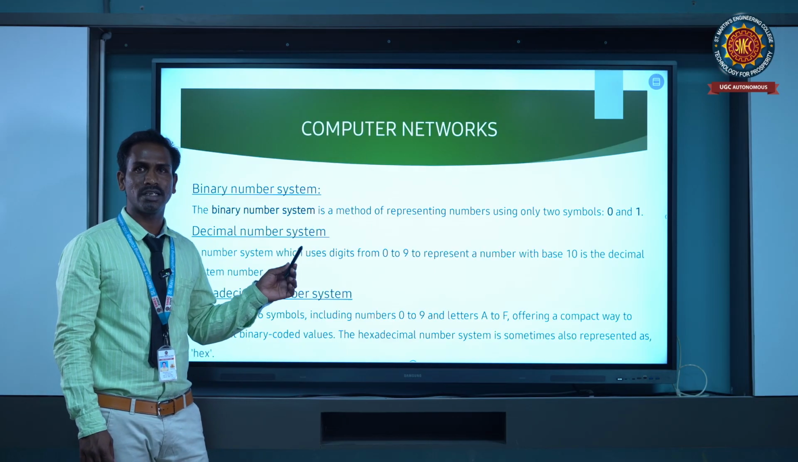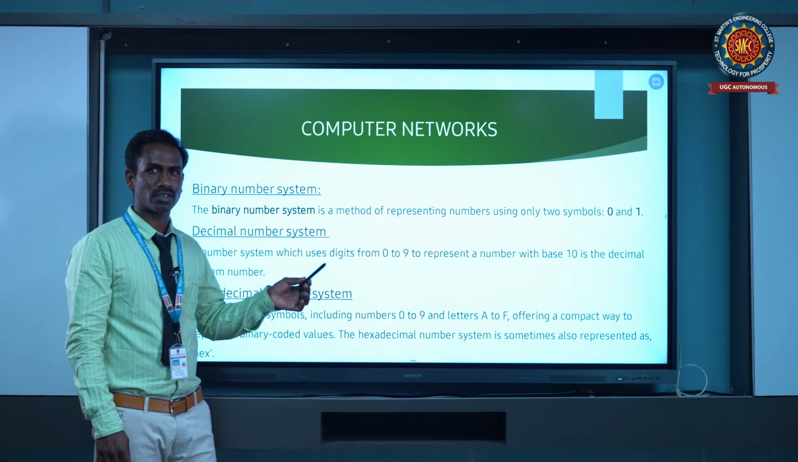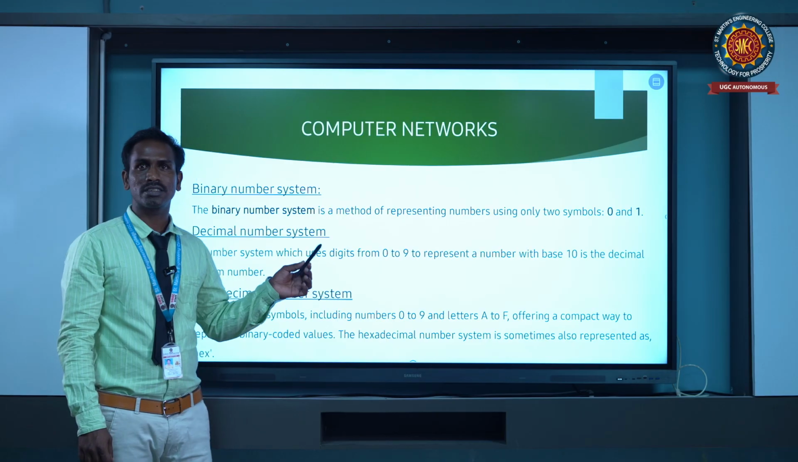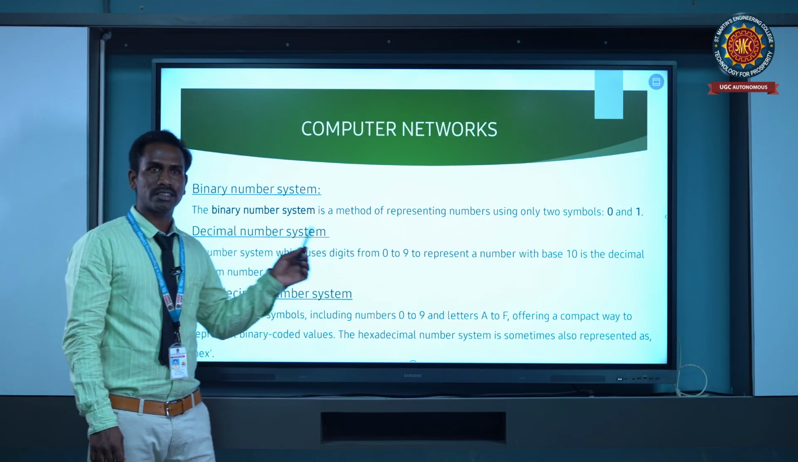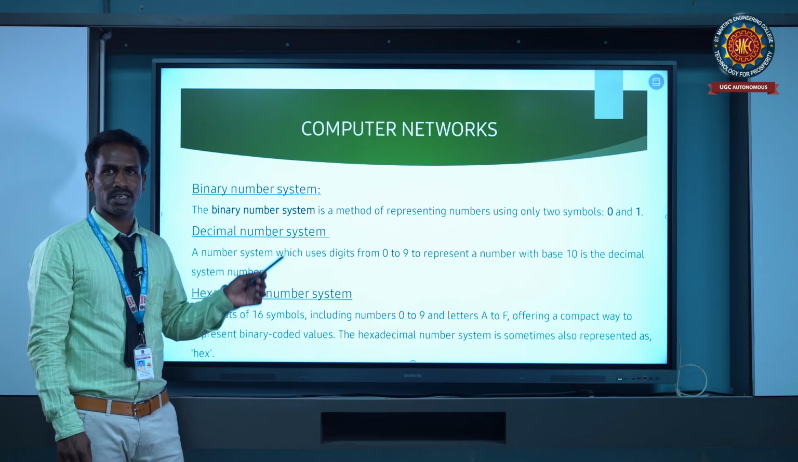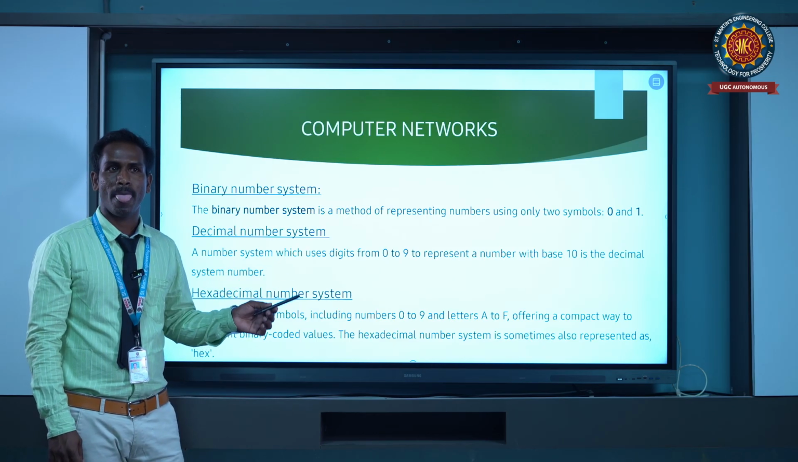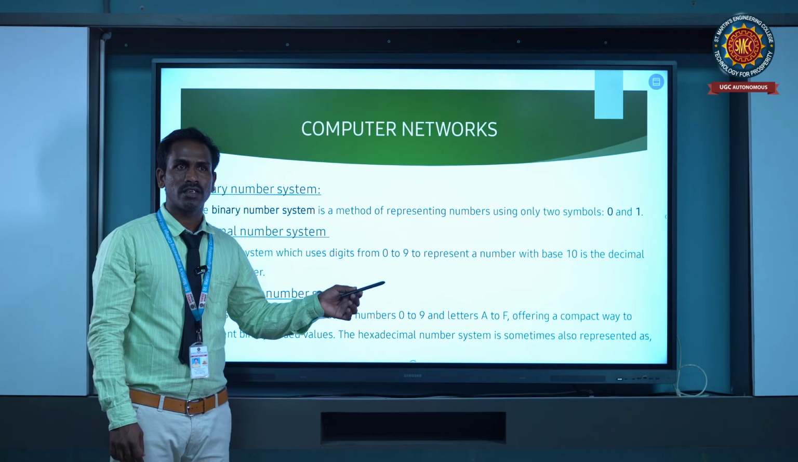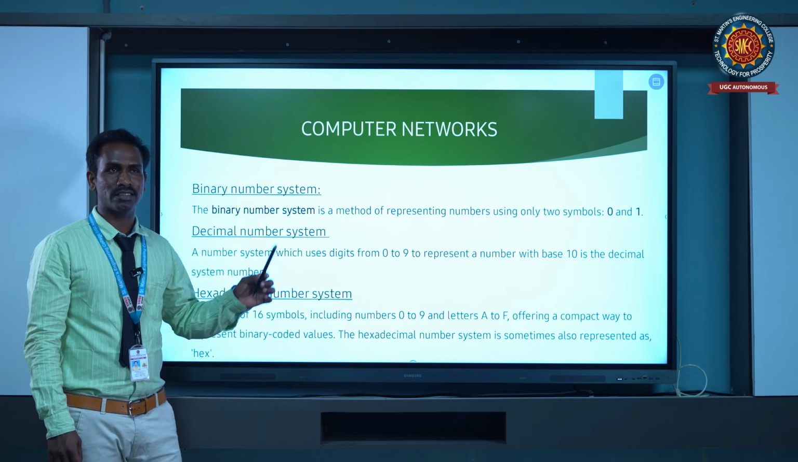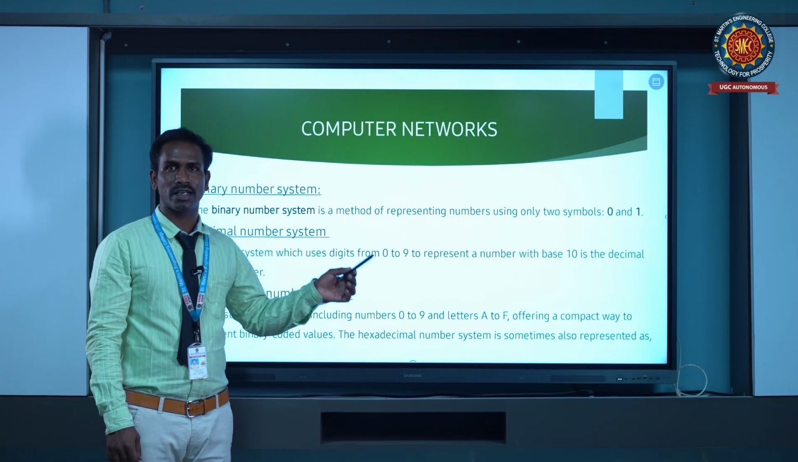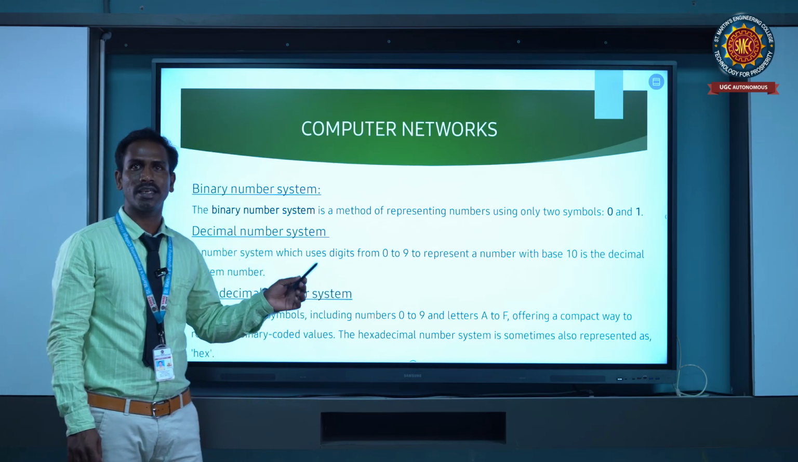The decimal number system also represents numerical numbers. It consists of 0 to 9. And the next is the hexadecimal number system. The hexadecimal number system consists of 16 symbols, that means the numbers 0 to 9 and the letters A to F.